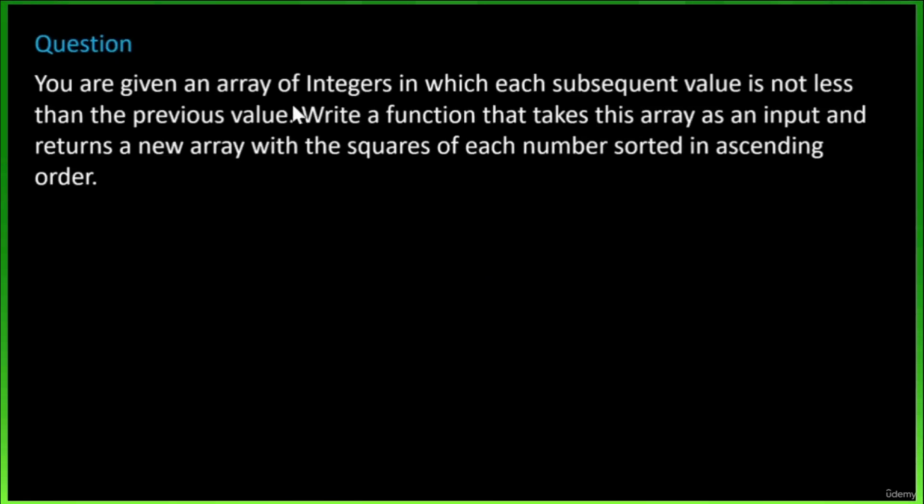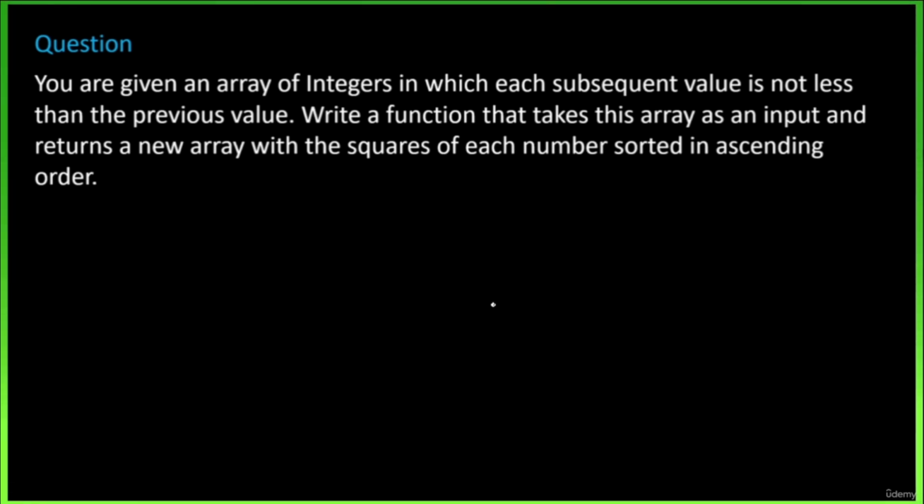Let's do this question. You are given an array of integers in which each subsequent value is not less than the previous value. Write a function that takes this array as an input and returns a new array with the squares of each number sorted in ascending order.